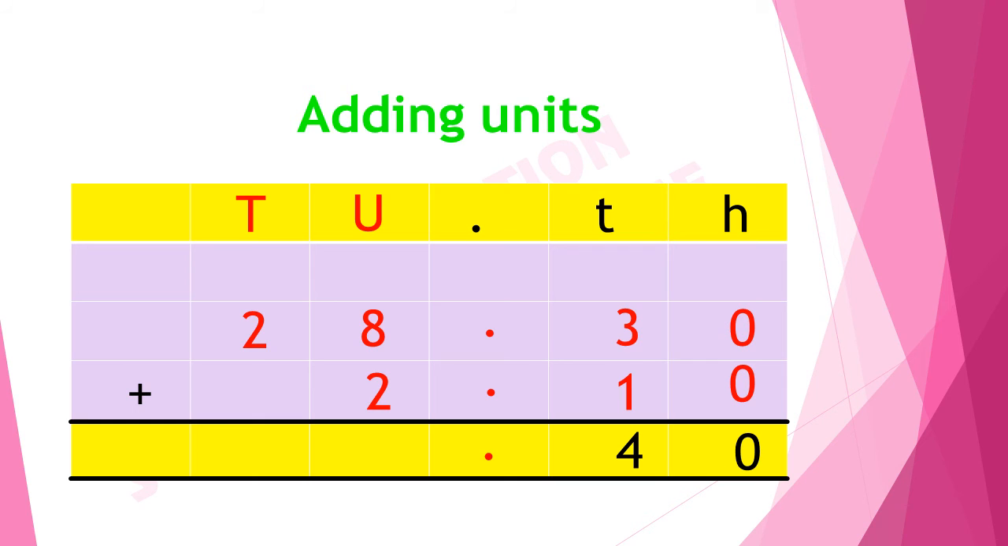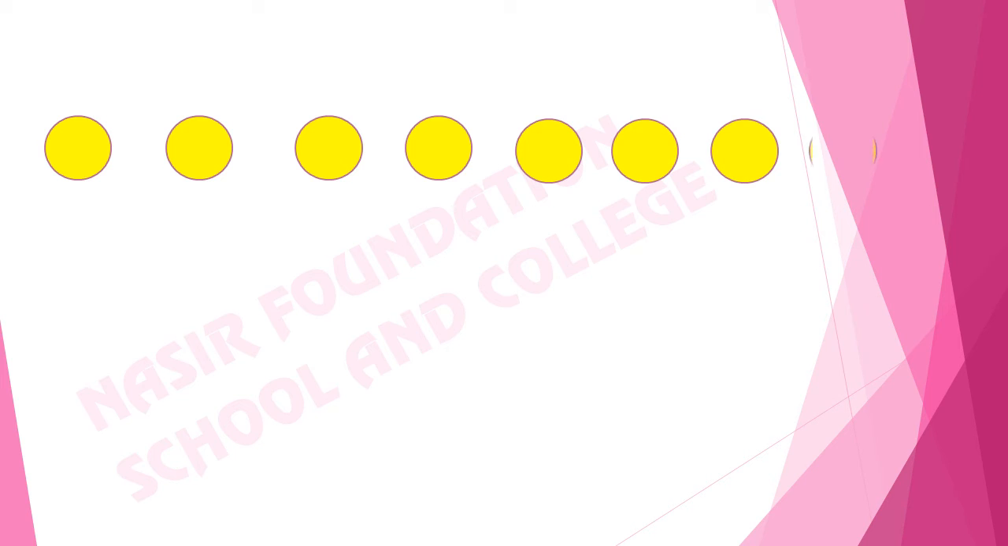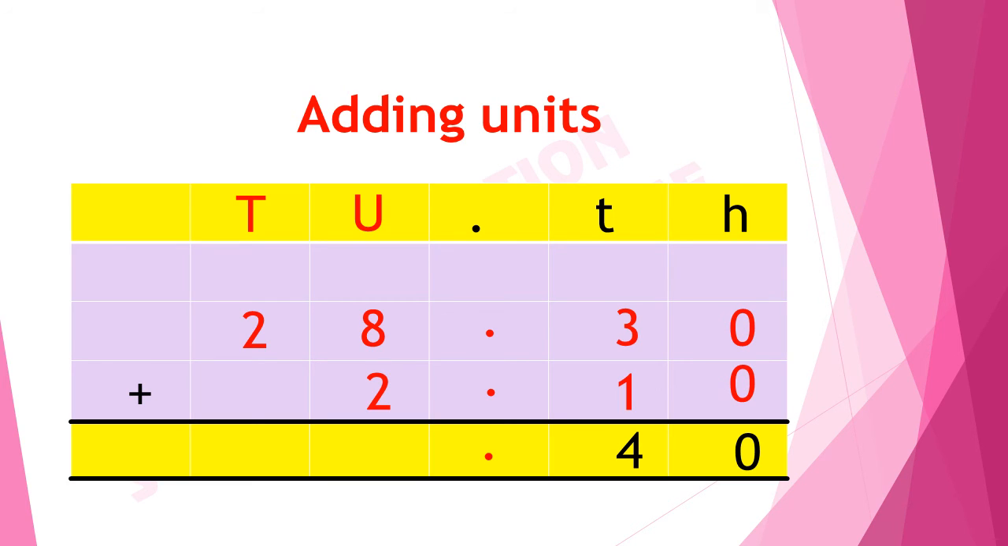Now we will add units. In the units column there is 8 and 2. We have to add 8 and 2. Let's count the shapes. 1, 2, 3, 4, 5, 6, 7, 8. To 8 we will add 2. 9, 10. In 10 there is 0 unit and 1 ten. We will write 0 in the units column and we will carry forward 1 to tens.